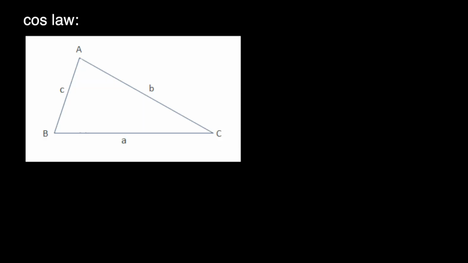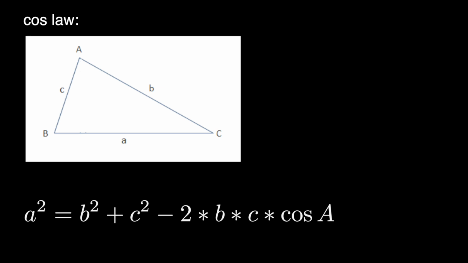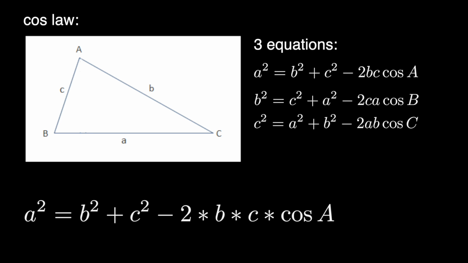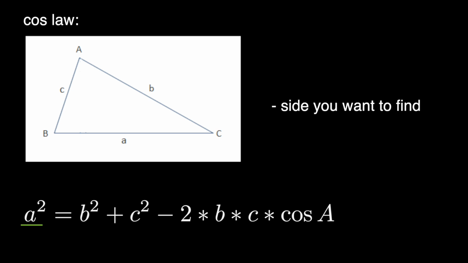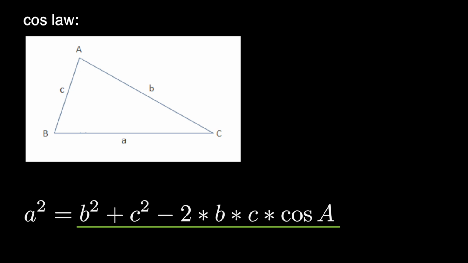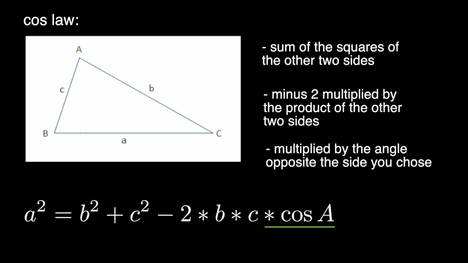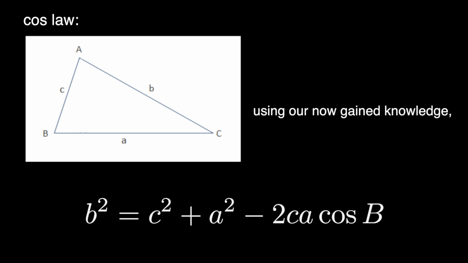For cosine law, you have the same triangle, but now side a squared equals the sum of the squares of side b and c minus 2 times the product of the side b and c times the cosine of angle A. There are 3 equations for side a, side b, and side c, but really they're just the same equation, but the letters moved around. The letter on the left side of the equal sign is the side you want to find, and the right side of the equal sign is just the sum of the squares of the other 2 sides minus 2 times the product of the other 2 sides times the cosine of the angle corresponding to the side you chose. So b squared equals a squared plus c squared minus 2ac cosine angle B.